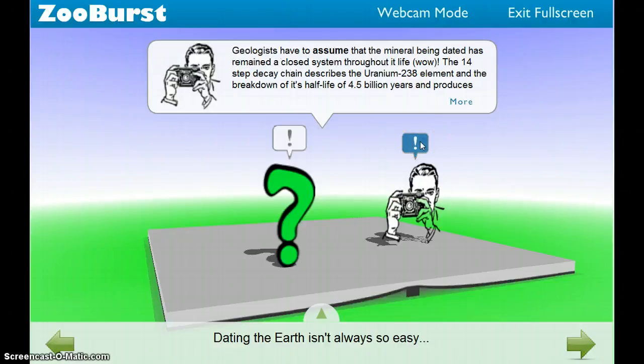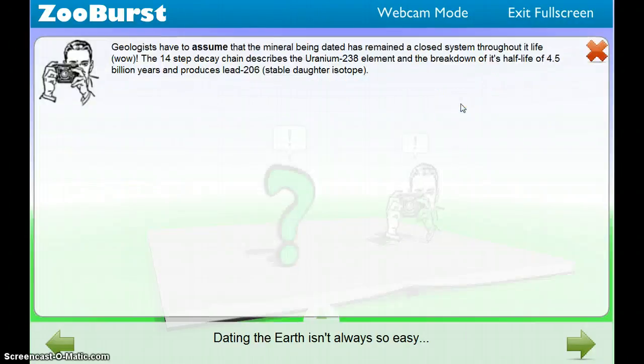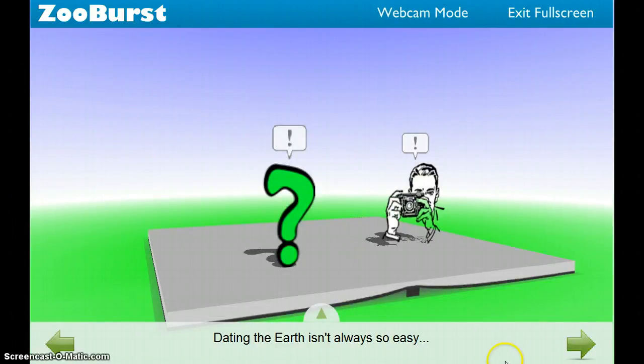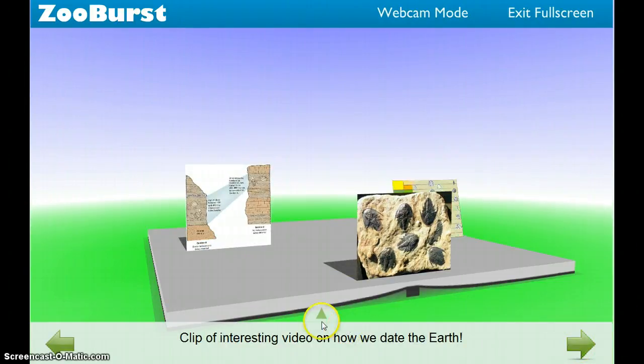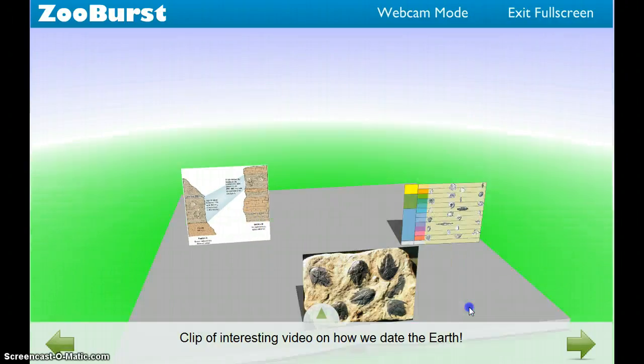Geologists have to assume so much. They have to assume that the mineral being dated has remained a closed system throughout its life. That's a lot. You have to prove that this has remained consistent throughout its whole lifespan, which is estimated at 4 billion years old. These are just examples of fossils and examples of how to date rocks and other information.